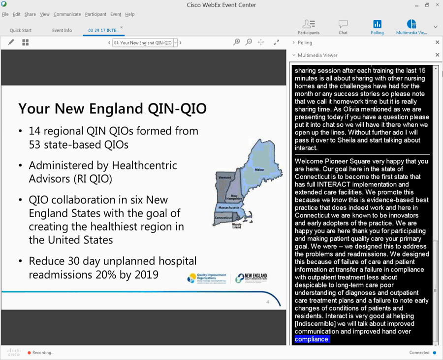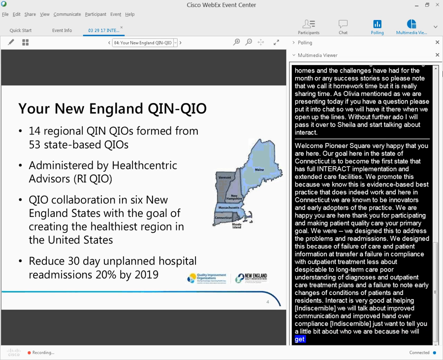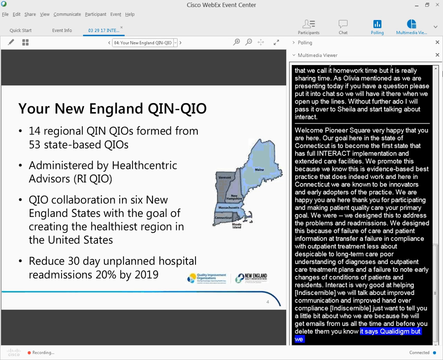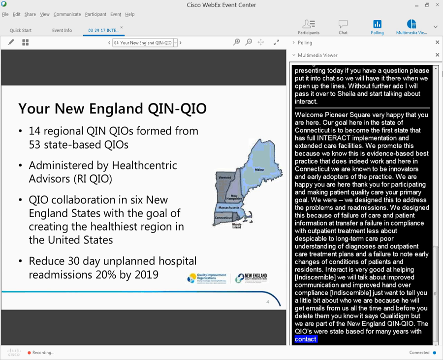I just want to tell you a little bit about who we are, because you're going to get emails from us all the time, and before you delete them, you know us as Qualidigm, but we're actually part of the New England QIN-QIO. The QIOs were state-based for many, many years. We contract with CMS. We work to implement the National Quality Strategy. Yes, there is one, and it's still there, even with the change of government. We still have a National Quality Strategy.